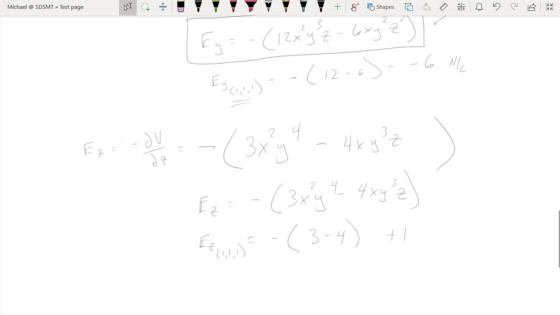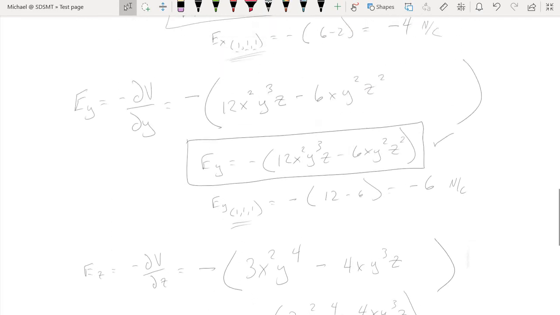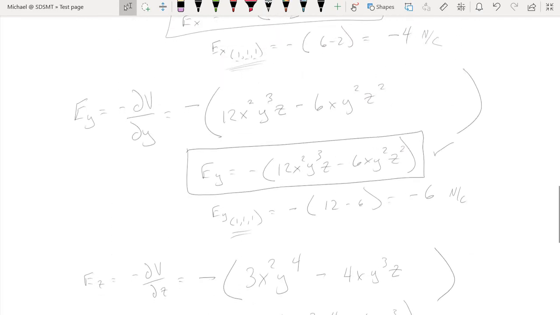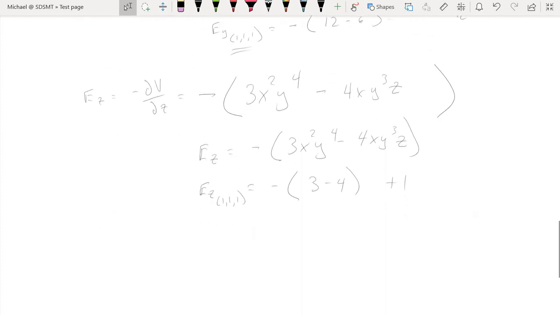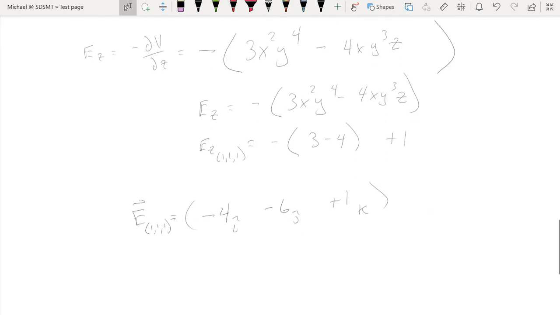And now that we have all of that information, we can put these components together. We have E of x is negative 4, E of y is negative 6, E of z is positive 1. So there is the three-dimensional electric field in its component form as measured at the point 1, 1, 1 in Cartesian space.